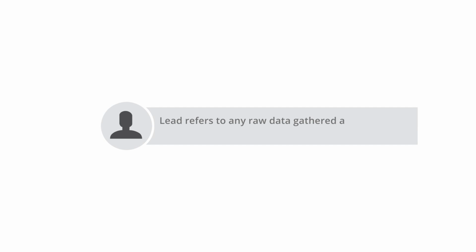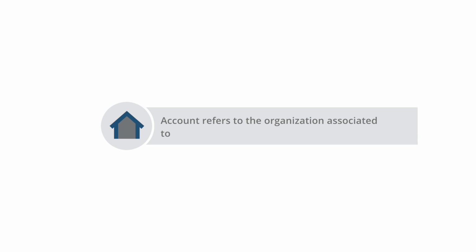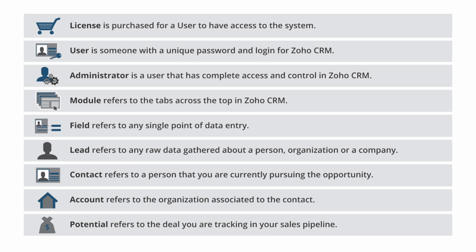Lead is defined as any raw data you've gathered about a person, organization, or company that you are planning to do business with. A contact refers to a person you are currently pursuing this opportunity with. The account is the organization associated to the contact. The potential or opportunity is the deal that you are tracking in your sales pipeline.